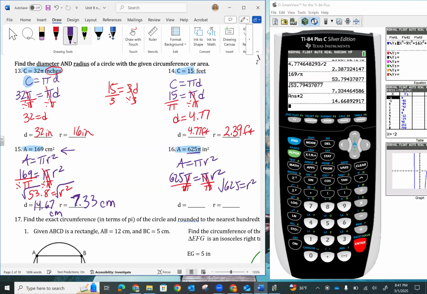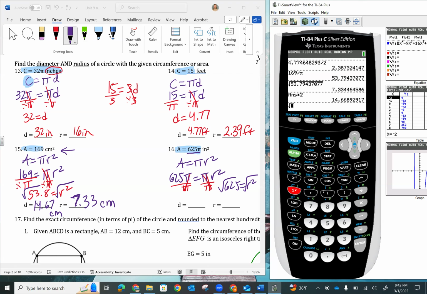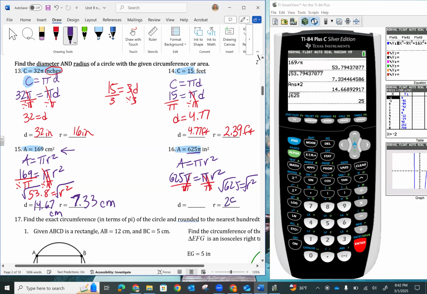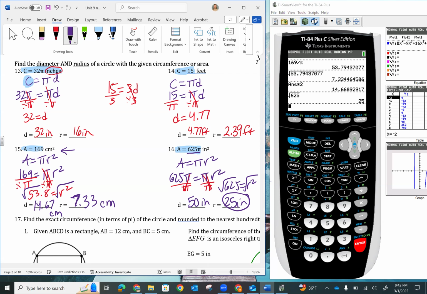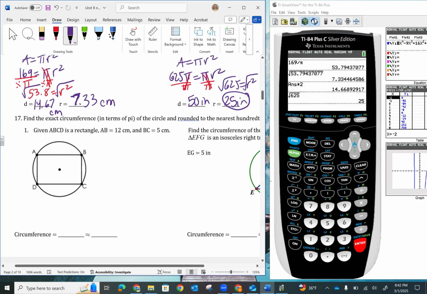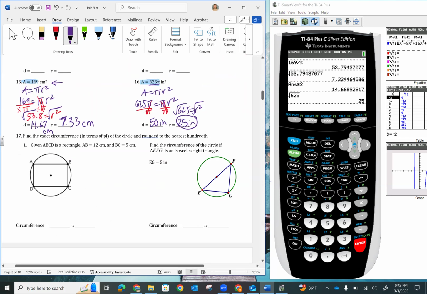squared. To get rid of the squared, we're going to square root both sides. So we're going to do the square root of 625, and that will give us 25. So r is equal to 25, and that's in inches. And then if we times it by 2, we're going to get the diameter is 50 inches as well. So that's pretty helpful. The next questions we're going to do are going to be amazing.